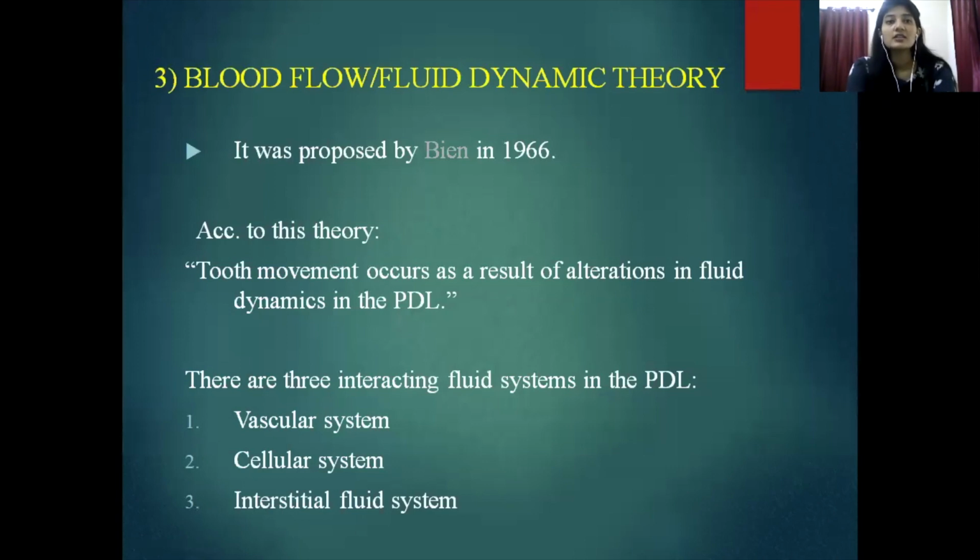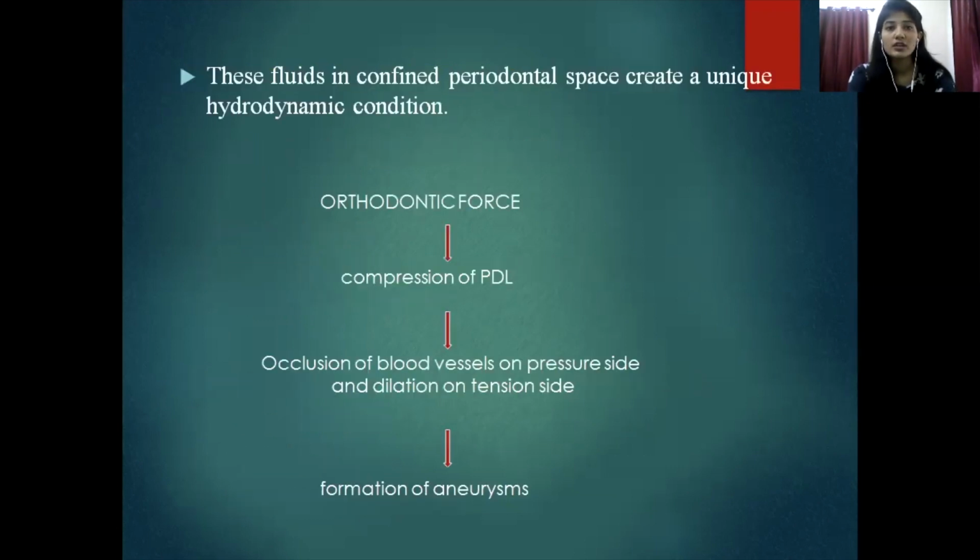Coming to the next theory, the blood flow or fluid dynamic theory, given by Bien in 1966. According to this theory, tooth movement occurs as a result of alteration in fluid dynamics in the PDL. There is a three-interface fluid system in the PDL: the vascular system, the cellular system, and the interstitial fluid system. These fluids in the confined periodontal space create a unique hydrodynamic condition. So if an orthodontic force is applied, there is compression of the PDL on the pressure side, occlusion of the blood vessels on the pressure side, and dilation of the blood vessels on the tension side.